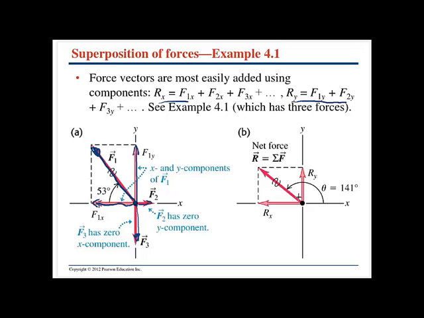The resultant force is probably going to be off in this direction, and we can go ahead and calculate the angle and the magnitude of that using the Pythagorean theorem, as well as tangent of theta is equal to the opposite over the adjacent.